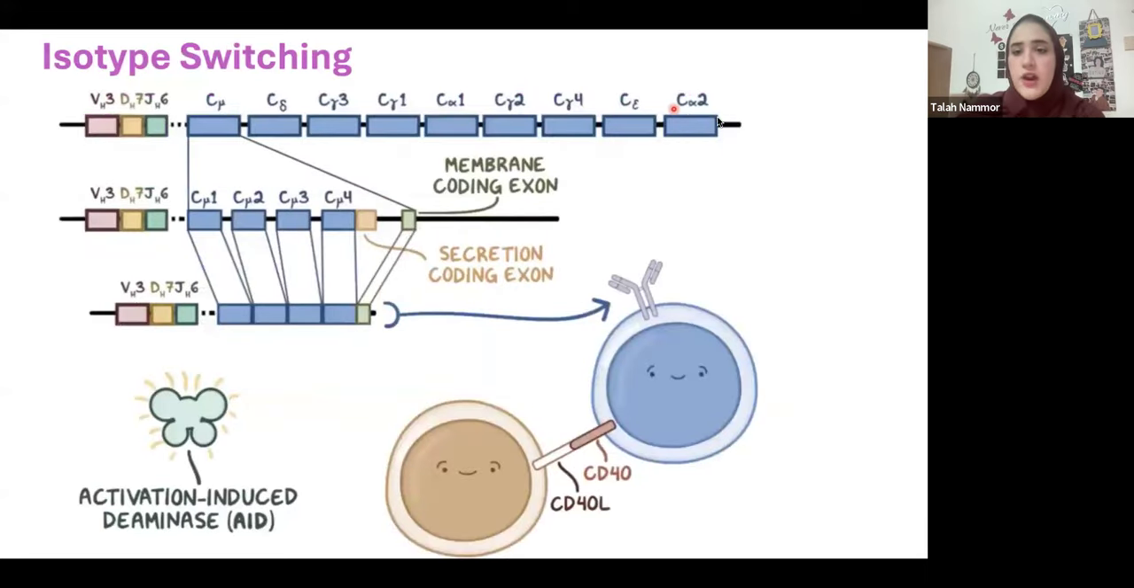For isotype switching, we said that it's triggered by the CD40 and the CD40L. The ligand is on the T cell, the CD40 is on the B cell. Once they interact, isotype switching will happen. Why will it happen? Because this interaction is going to activate this cute enzyme called AID, the activation induced deaminase. What will this enzyme do?